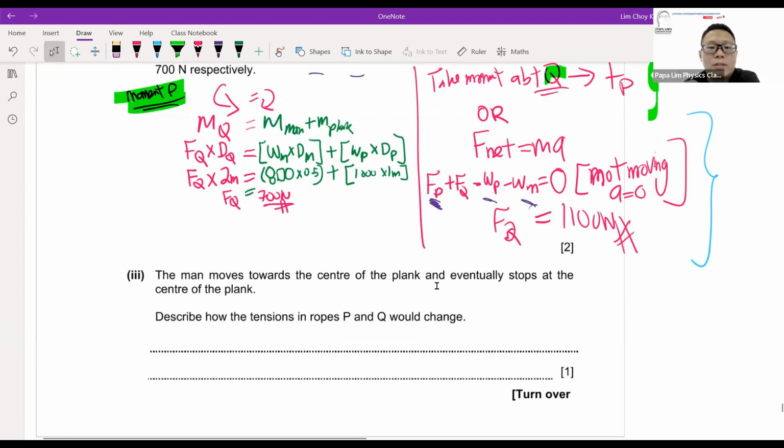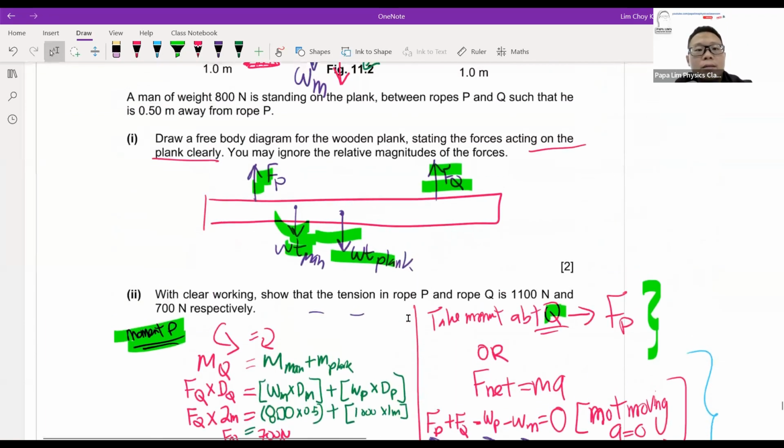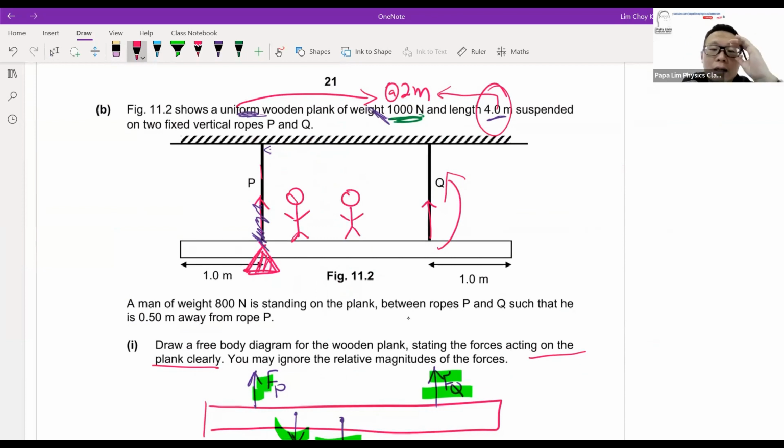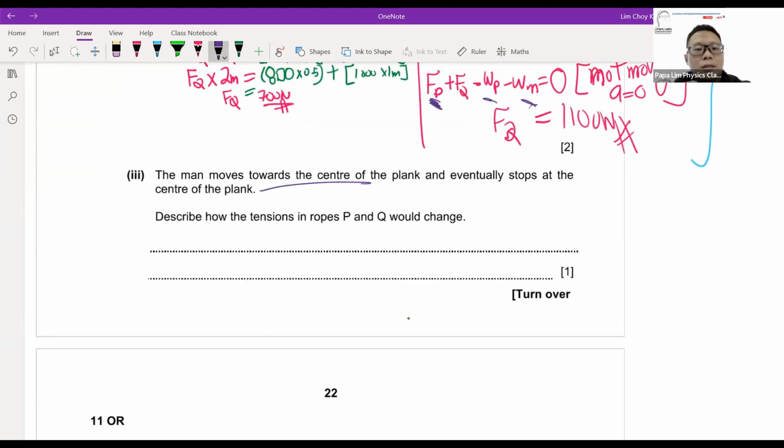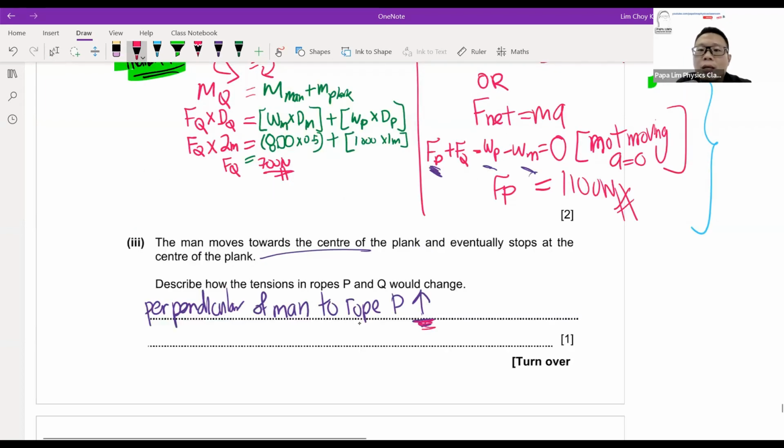The man moves towards the center of the plank and eventually stops at the center. How does the tension in the rope and P change? Now remember, if the man moves towards the center, the other forces remain the same. The most obvious change we are looking at is the perpendicular distance. The perpendicular distance of the man now increases. So from the first statement, when I move towards the center, I know that the perpendicular distance of the man to rope P increases. And because of that, you will find that my force P will decrease.